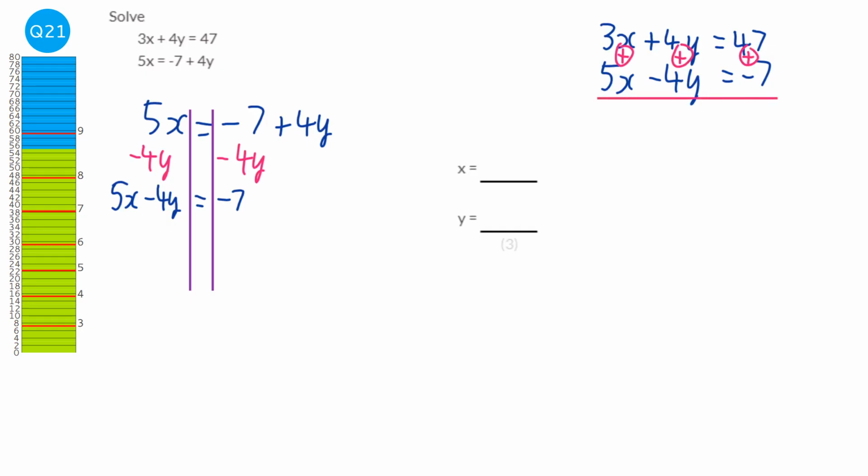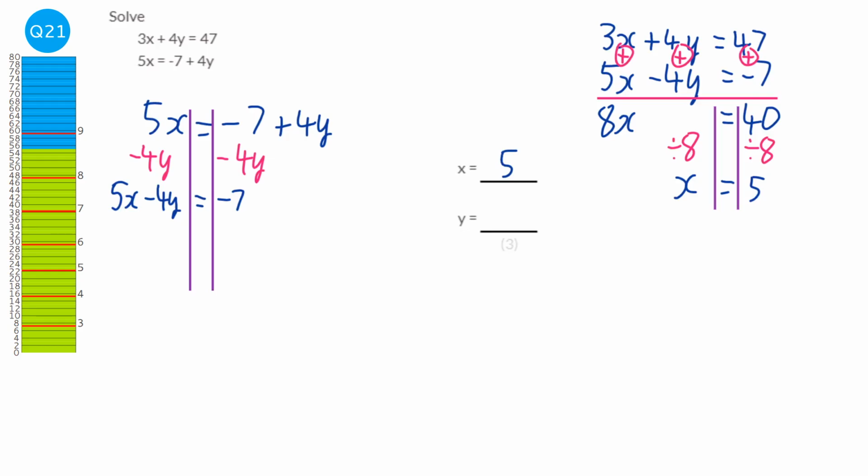So we're doing 3x plus 5x, which is 8x. 4y plus minus 4y is nothing, which is good, because we want to get rid of that. And 47 take away 7 is 40. All right. Let's put our solving lines in, and we're going to divide by 8 both sides. So we get x equals 5, and we're going to substitute that value into one of the equations.